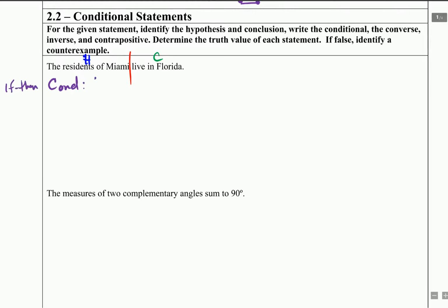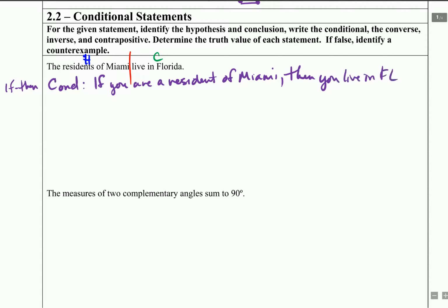So, if you are a resident of Miami, looks like the speed this video goes is how fast I can write. Then you live in Florida. Is that true? If we're living in Miami, we are living in Florida. That's true. Now our converse. Remember our converse, we switch.